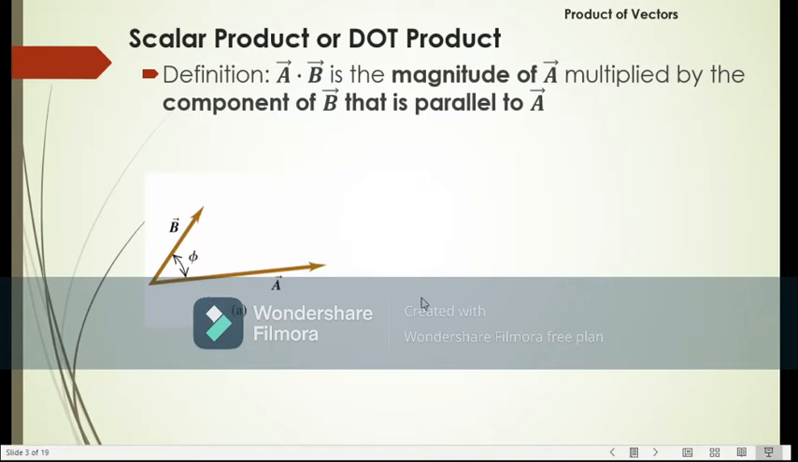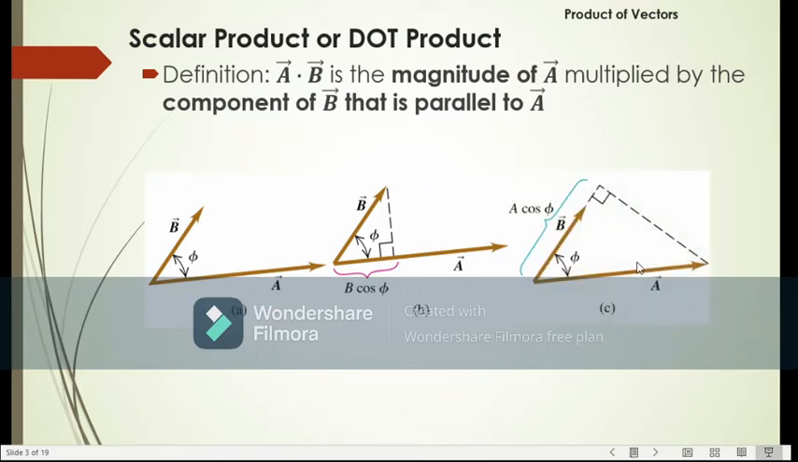So having this illustration, if we analyze the picture, this is the component of B that is parallel to our A, or this is the x component of B that is parallel to A. Because our A is in the x direction or x-axis, we will multiply the x component of B that is also in the same direction as A. So this x component of B can be calculated as B cosine phi.